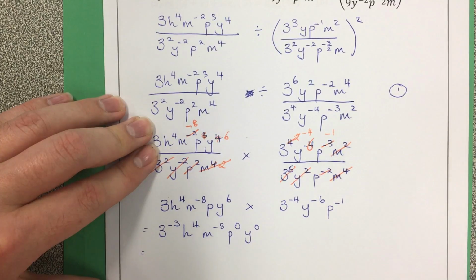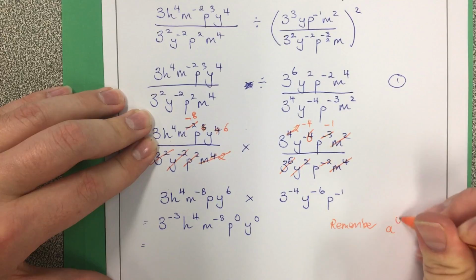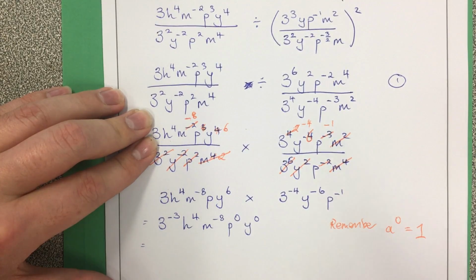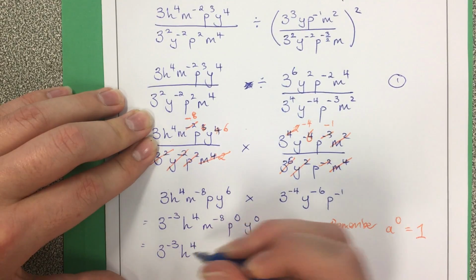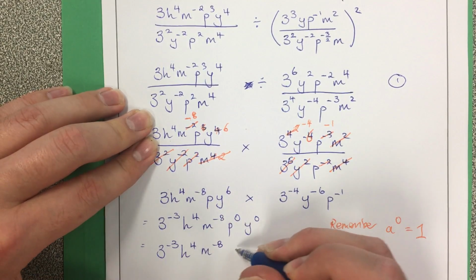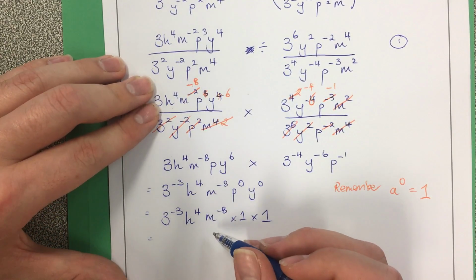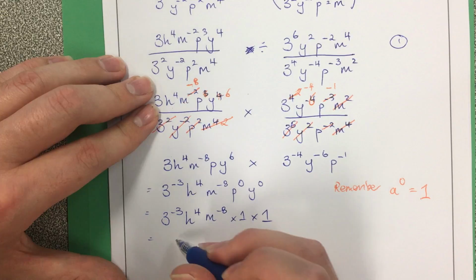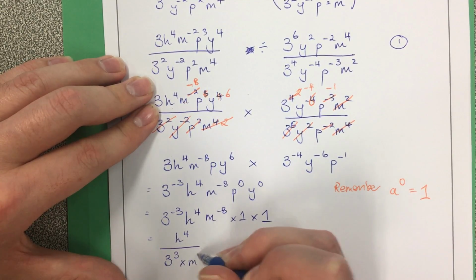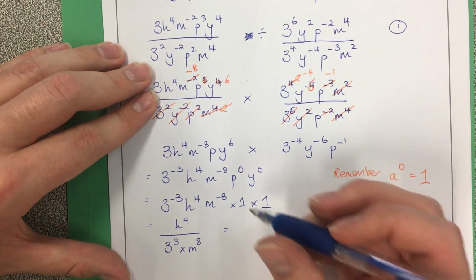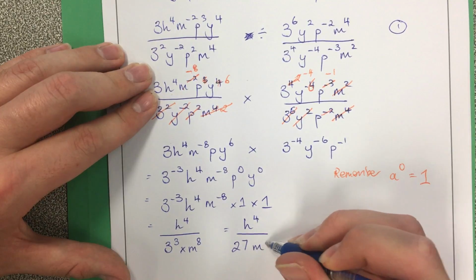Now, remember, anything to the power of 0 is equal to 1. So this will become 3 to the negative 3, h to the power of 4, m to the negative 8, times 1 times 1. And in order to get positive indices, we'll put the negative ones in the denominator. And this would become h to the power of 4 over 3 to the power of 3, which is 27, m to the 8.